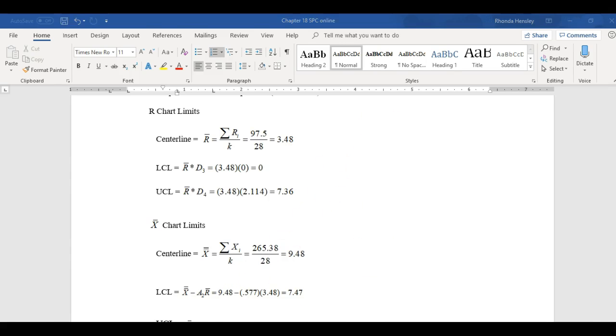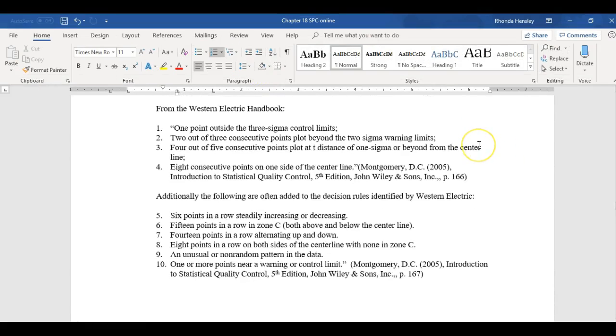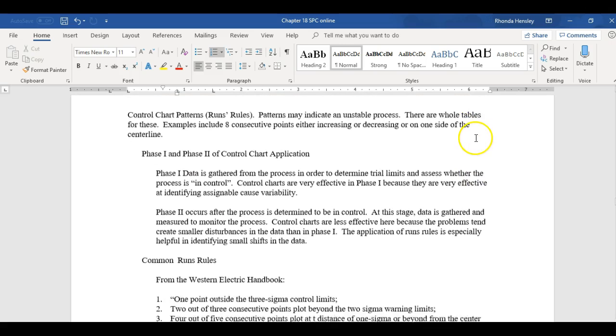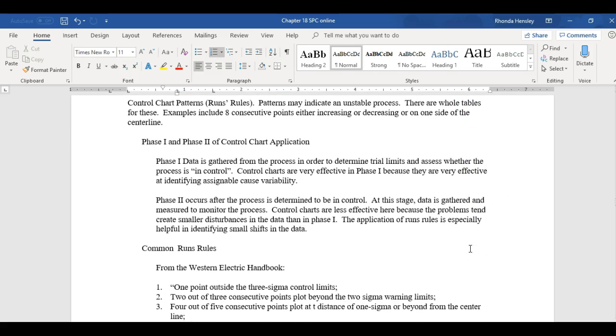Again, let's go back to the notes, my R chart, XBAR, and by the way, this phase 1, phase 2, sometimes it's called runs rules. We talked about phase 1 earlier. This is the part where we've done with all these control charts we've looked at. We just want to assess whether our process is in control or out of control. So they identify this assignable cause variability. Phase 2, after we've determined our process is in control, then you start gathering data from this process over time, and you monitor it, and you make adjustments when you need to.